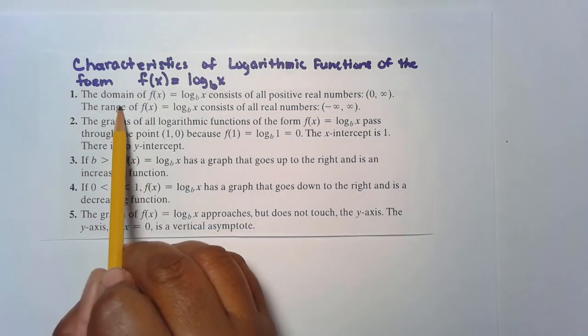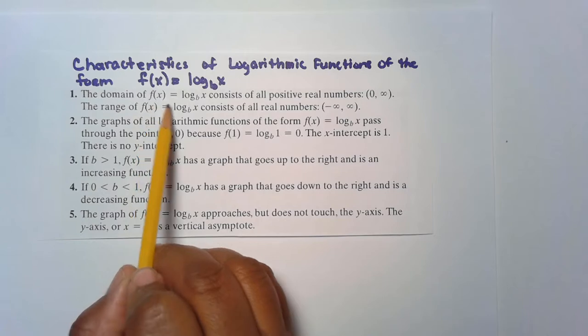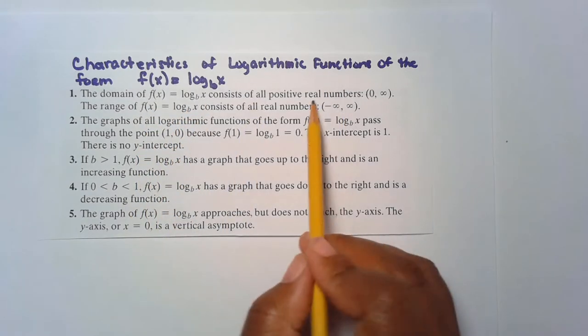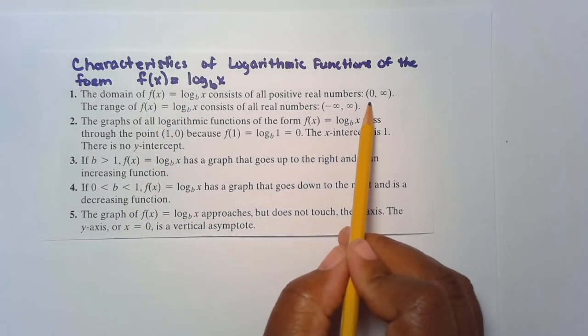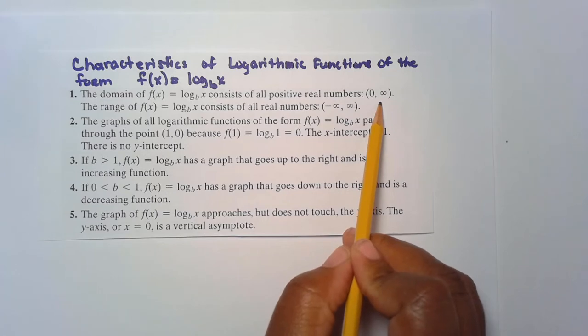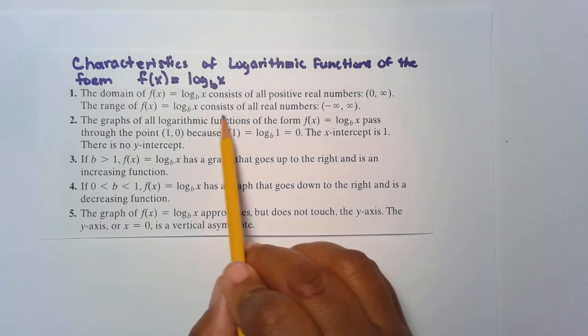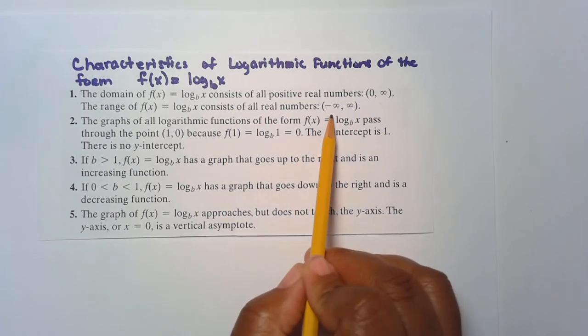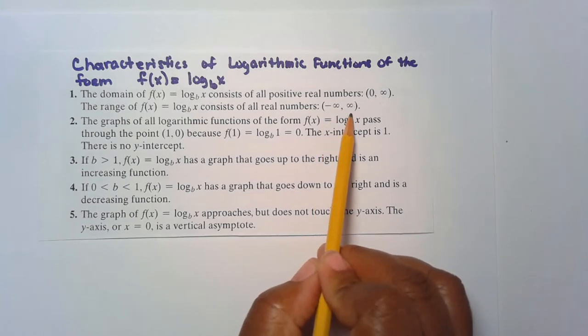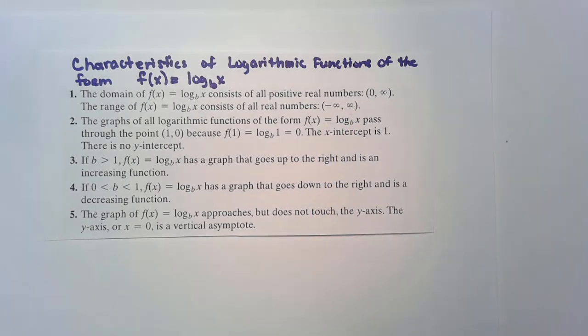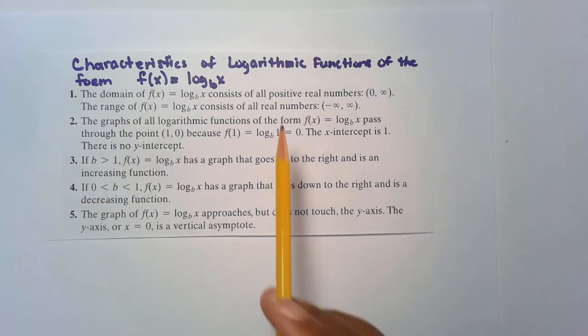where the domain of f of x equals log base b of x consists of all real numbers from 0 to positive infinity, and the range consists of all real numbers from negative infinity to positive infinity. Now remember when we talked about the characteristics of exponential functions, it's going to be the opposite of everything that was taught before.